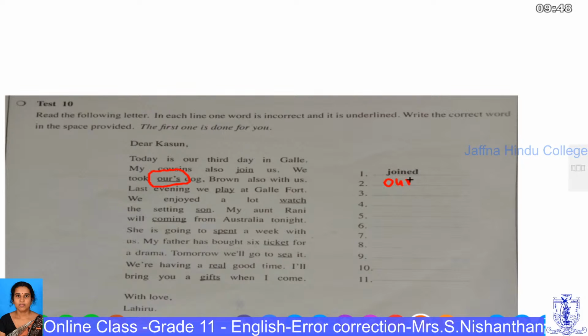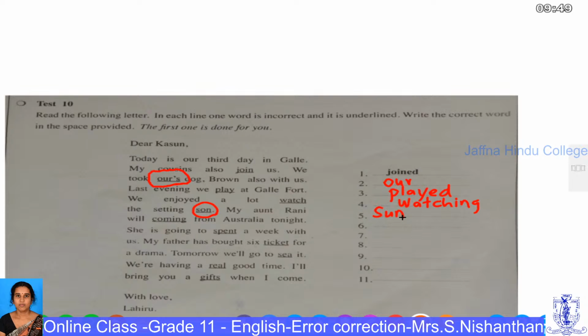Brown also with us. Last evening we dash. It is last evening, so it should be in past tense. Played at golf fort. We enjoyed a lot. Dash the setting sun. Here I already said to you about the noun gerund, the activities. Watching. This is a noun gerund. Watching the setting sun. Another one, the homophone. Is it correct?